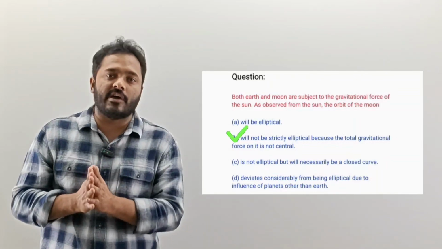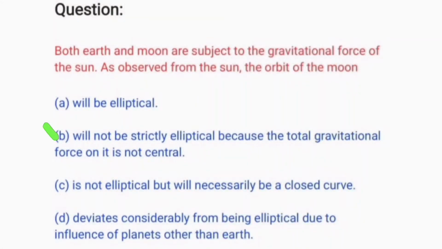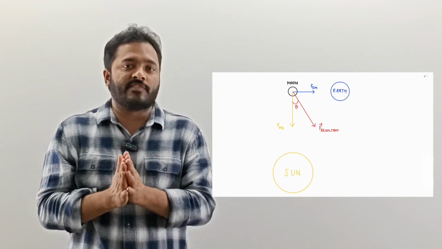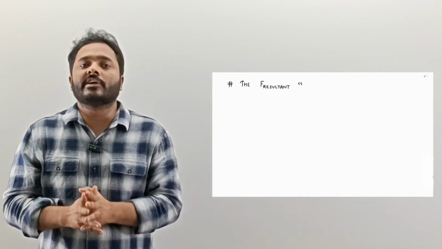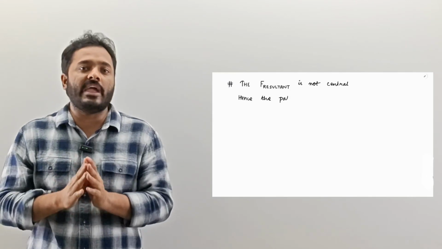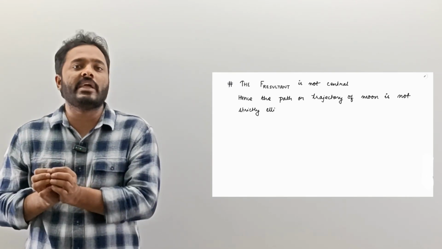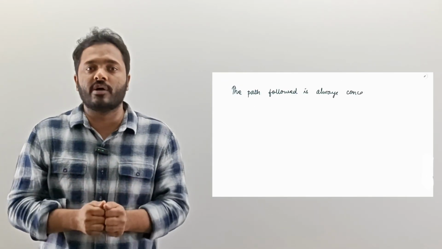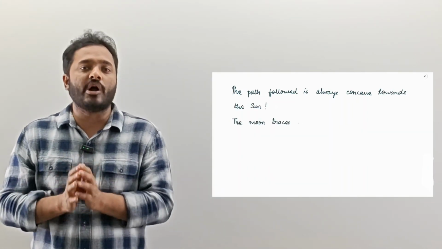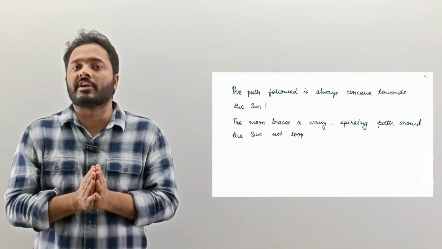So now, if we look at the conclusive part, we can say that alternative B is correct. That is, the trajectory of the Moon will not be strictly elliptical because the total gravitational force on it is not central. So considering all the analysis which we have done, we can say that the trajectory of the Moon will not be elliptical, but it will be slightly away from the elliptical path. It is because the net force on the Moon is not the central force, but slightly deviated from the central force.